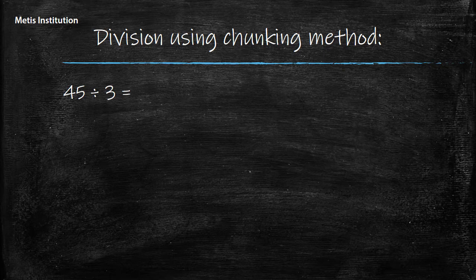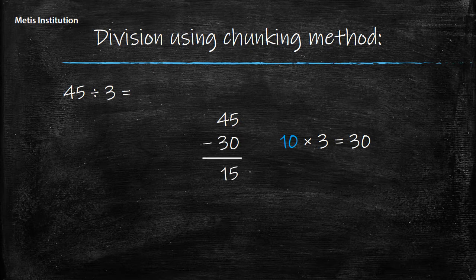In order for you to solve this question, you do have to think of a multiple of 3 that is close enough to 45. In this case, I will start off with 10 times 3, which equals 30. So take away 30 from 45 will give you 15. So a chunk of 15 left.